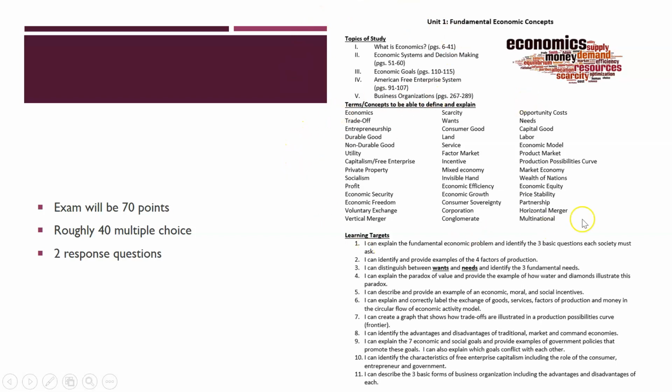Here on your study guide, you've got the terms that you'll see some multiple choice questions on. And the learning targets are basically what you should be able to do after each lesson. So this is all completely up to date.